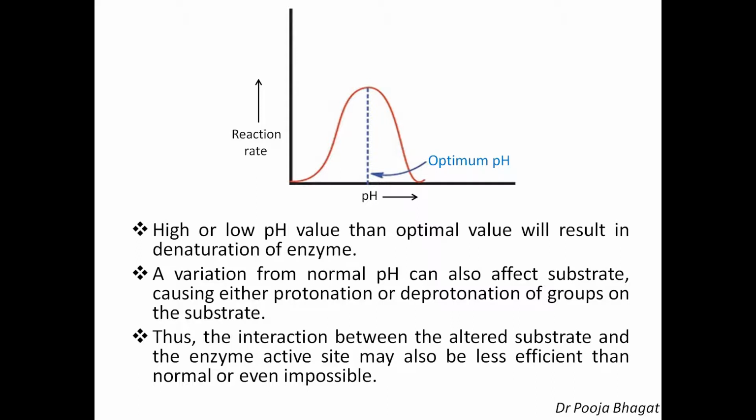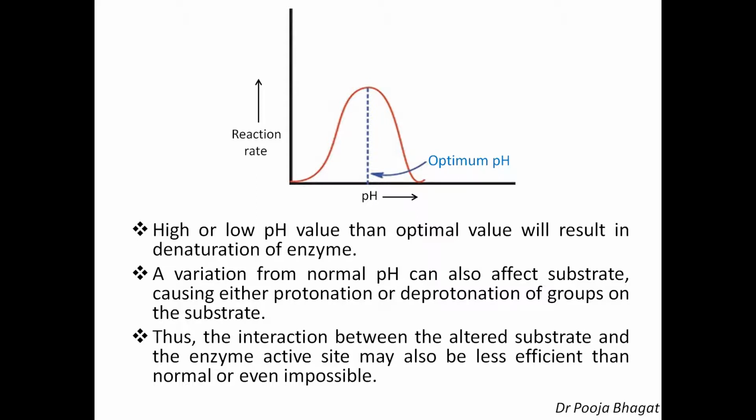So whether the pH is high or low, the ionic interaction is disturbed, which leads to the denaturation of the enzyme, and therefore the activity is reduced. Not only the enzyme is affected by the pH, but the substrate is also affected by the pH. As in the enzymes, the side chains which are present can be protonated or deprotonated at different pH values. The same is applicable for the substrate.